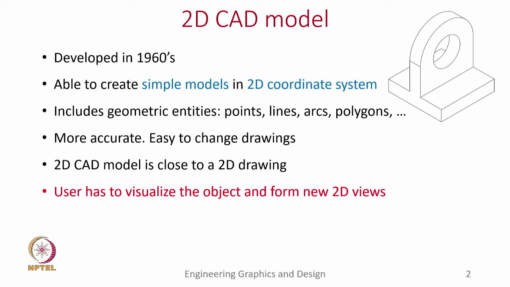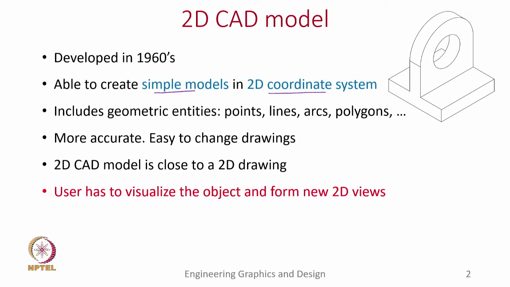So, what were they capable of doing? They were capable of creating simple models using 2D coordinate systems, which means if you have a point, it is only represented by x and y. Essentially, it is like drawing on a paper. Though you are depicting a solid model or an object, it is almost like how we do the drawing on a paper using a pencil.